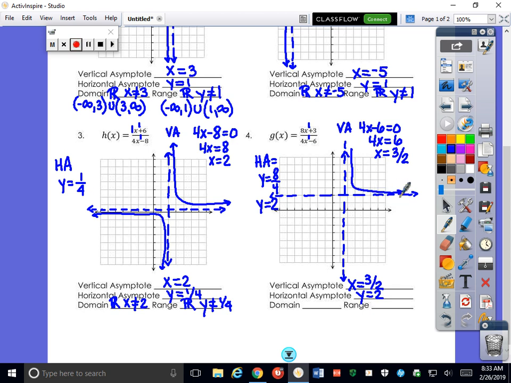Mimic the parent function. And so my domain is going to be all the reals except x cannot equal 3/2. And my range is all of the reals except y cannot equal 2. And we're done.